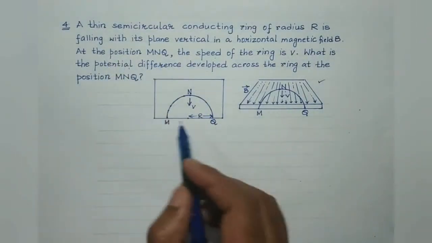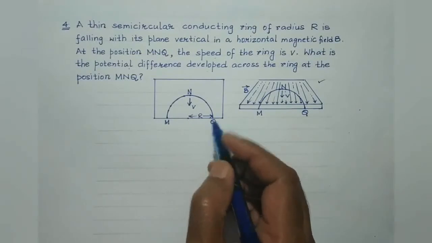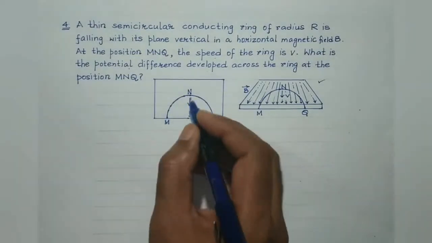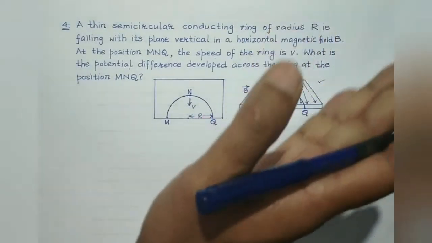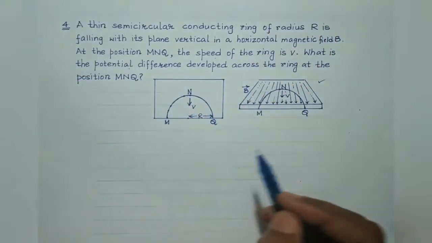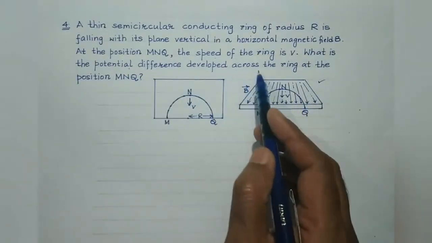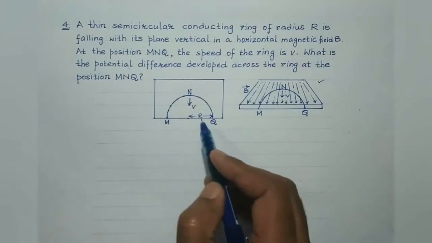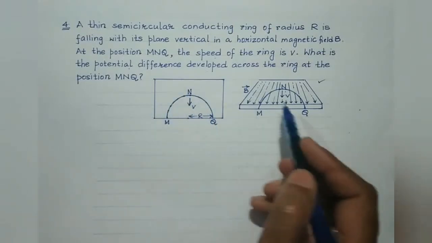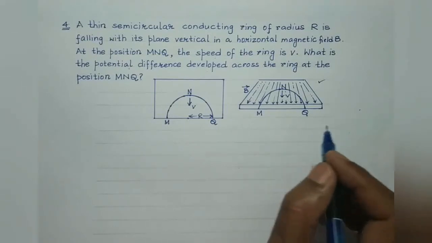So at the position MNQ, the speed of the ring is v. At this position, the speed of the ring with which it is falling is v, right? Remember, it is falling in the vertical plane. Now, what is the potential difference developed across the ring at the position MNQ? At this position, what is the EMF which is generated across the ring? That is to be found.